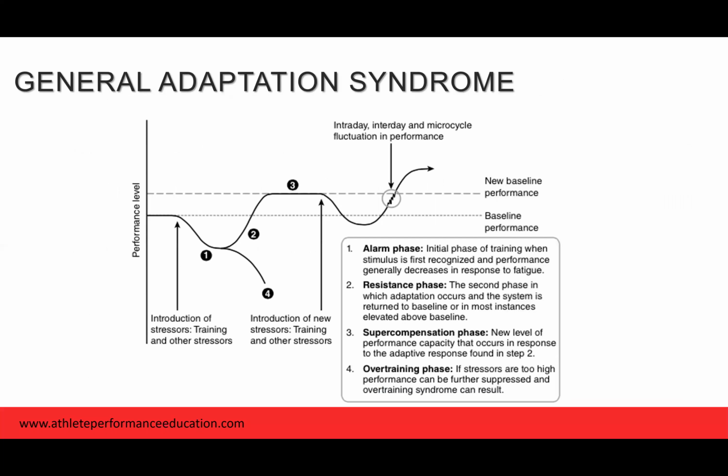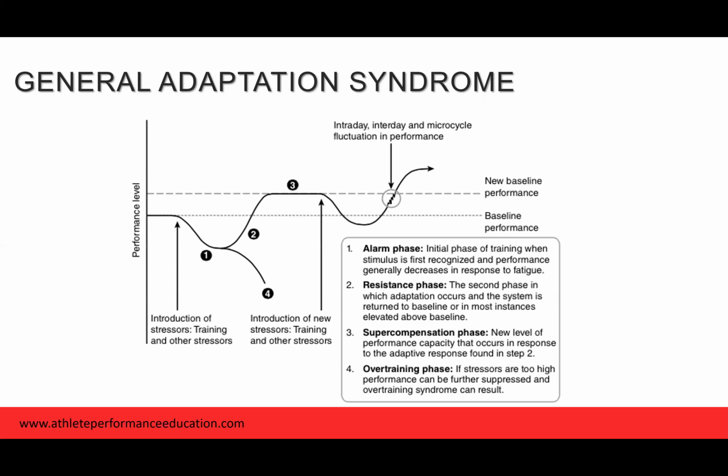What we can see in this model here is that just like Hans' model, we still have our alarm, resistance and overtraining or exhaustion phase, but we also have the supercompensation phase, and that's really what we're trying to empower our athletes with or expose them to, that supercompensation phase. So as I was touching on, the alarm phase is the stress applied. So in our case, in the gym setting, it's the resistance training task.